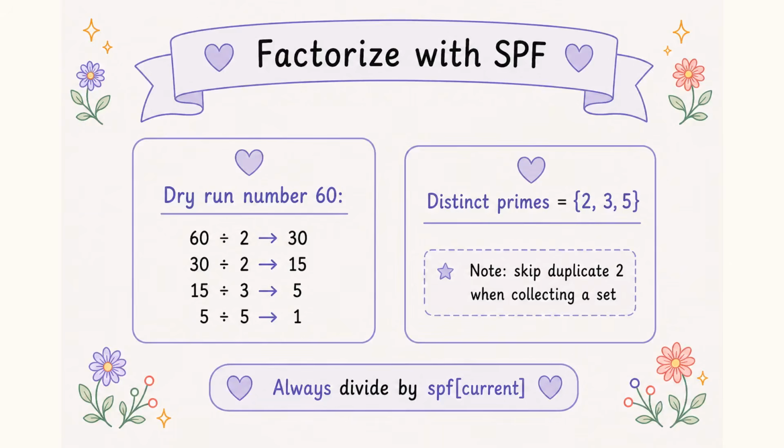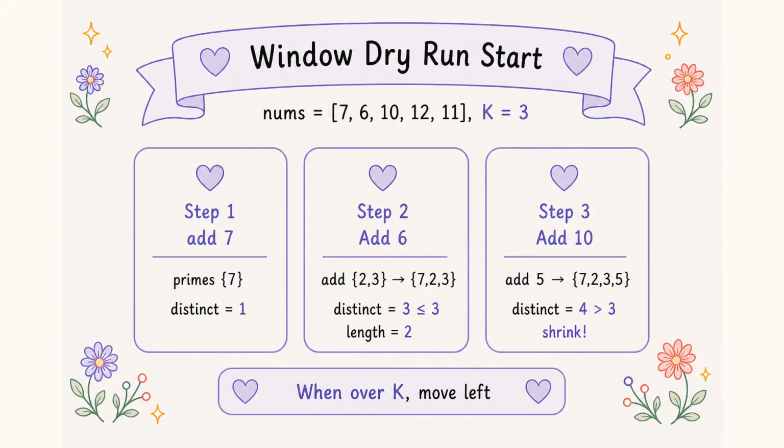How to factorize with SPF? Take 60. Divide by 2 to get 30. Divide by 2 to get 15. Divide by 3 to get 5. Divide by 5 to get 1. Distinct primes are 2, 3, and 5. Always divide the current value by SPF of the current value and store primes in a set so duplicates are ignored.